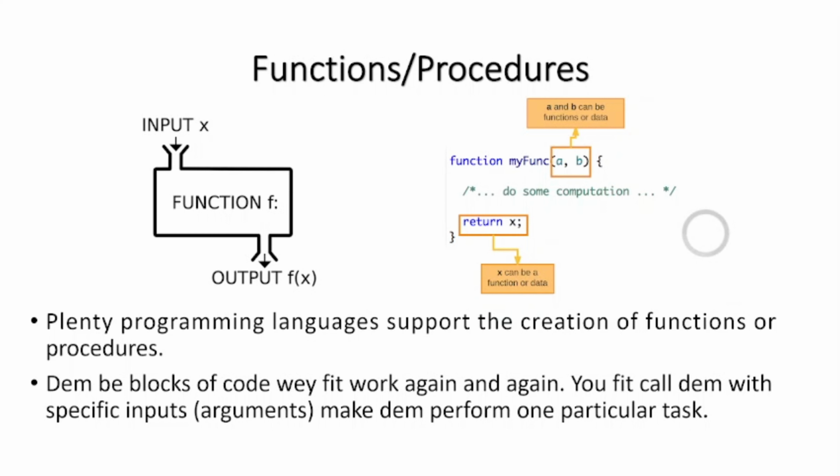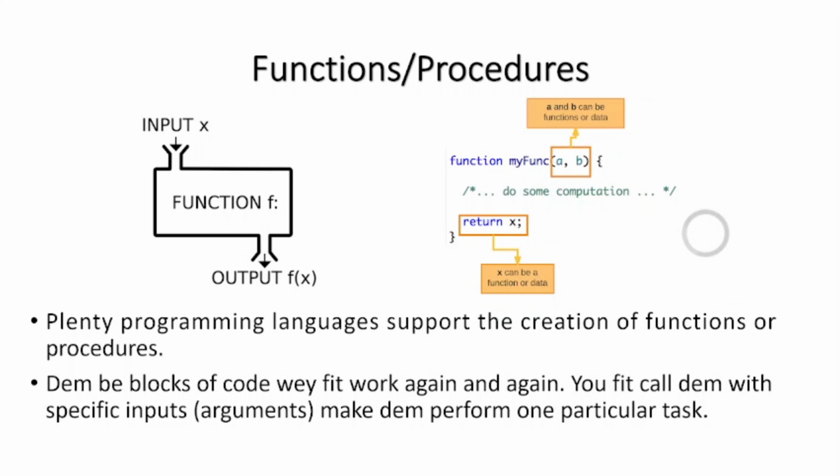Now plenty programming languages support the creation of functions, meaning no be all programming languages support am, but some programming languages support am. Or procedures, dem be blocks of code wey fit work again and again. Meaning if you get some instruction wey you write, wey e be say you no wan dey repeat yourself over and over again, we dey use something like function to take create those processes, those procedures, so that anytime wey you need am, you just need to call am and execute, instead of you to dey rewrite that entire code over and over again. So dem be block of code wey you fit work again and again. You fit call them with specific input wey we dey call argument.